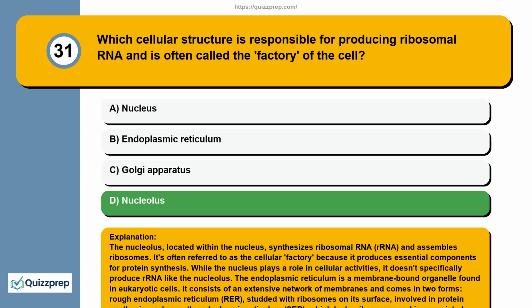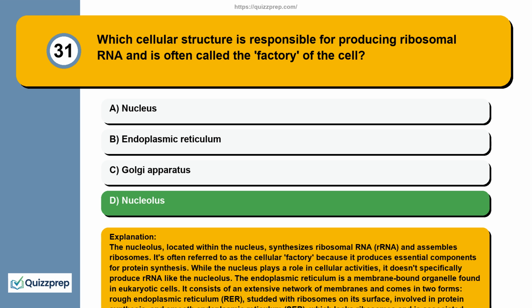The nucleolus, located within the nucleus, synthesizes ribosomal RNA, rRNA, and assembles ribosomes. It's often referred to as the cellular factory because it produces essential components for protein synthesis. While the nucleus plays a role in cellular activities, it doesn't specifically produce rRNA like the nucleolus.